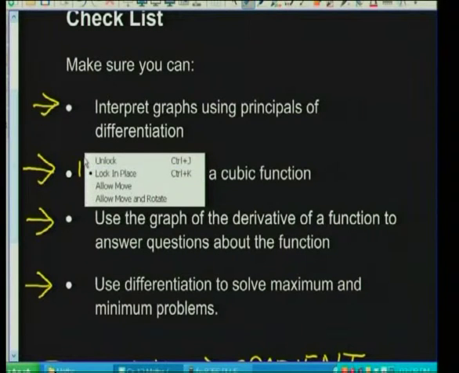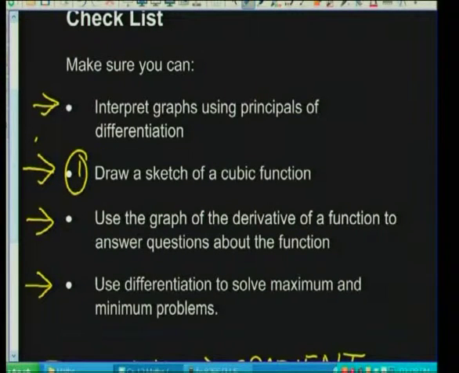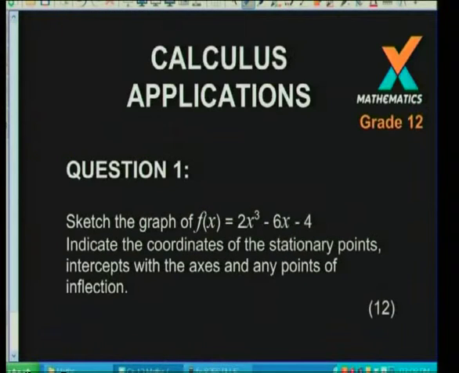Okay, right, let's have a look at our checklist. I'm actually going to begin over here. We are going to have a look at sketching a cubic function. Okay, this is generally always going to be in your paper, and you can be guaranteed it's worth a fair bit of marks. So if we just deal with it in a structured and careful way, the marks are generally not too difficult to get.